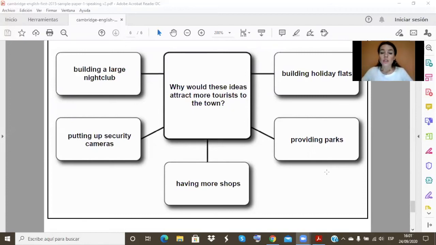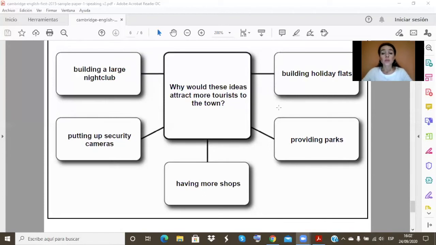Well, how could you initiate the conversation? In the same way, you could also move from one idea to another. So you could say, what do you think of building holiday flats, for example? Or what do you think about this idea? Also, you need to agree with what your partner is saying. To agree, you could use phrases like, right, I agree with that, or absolutely, or that's just what I think too.